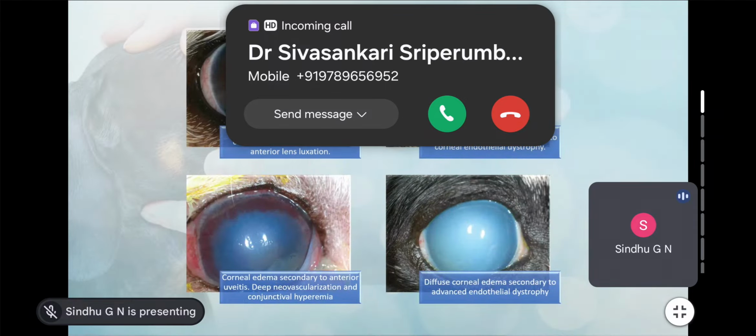So in the first picture, you can see a lacy appearance of the corneal edema secondary to anterior lens luxation. You can see the lens is outside, anterior in the anterior chamber. It came in front of the iris. Here we can see the iris margin and the lens margin is visible down to the iris margin. That means lens is dislocated anteriorly.